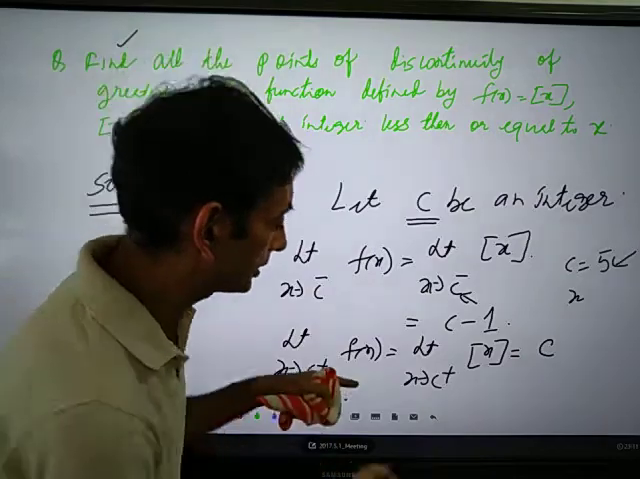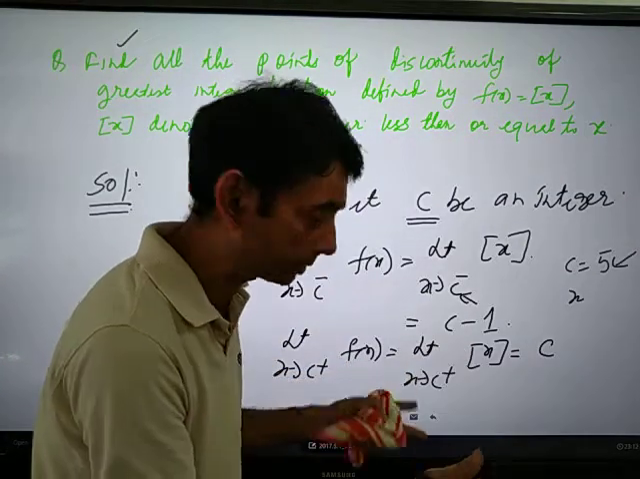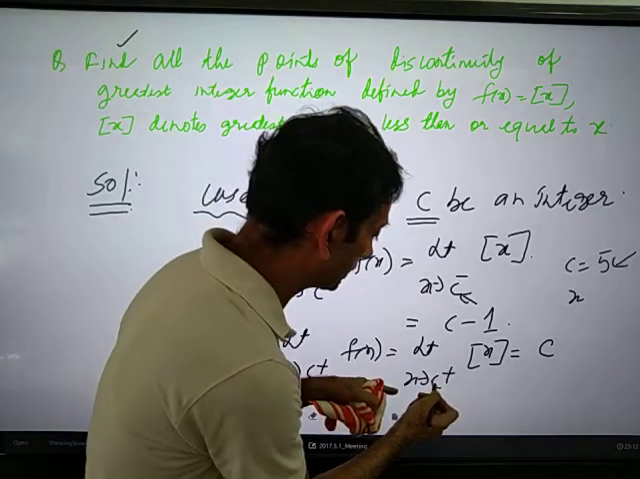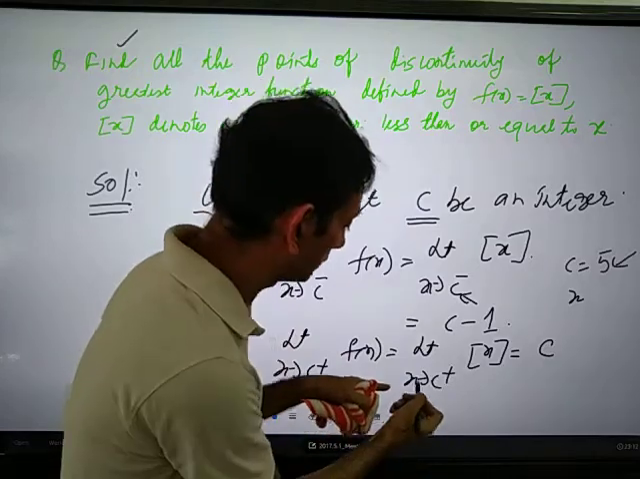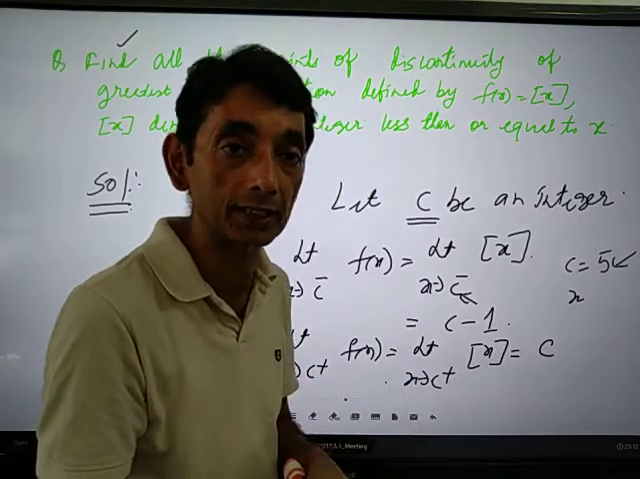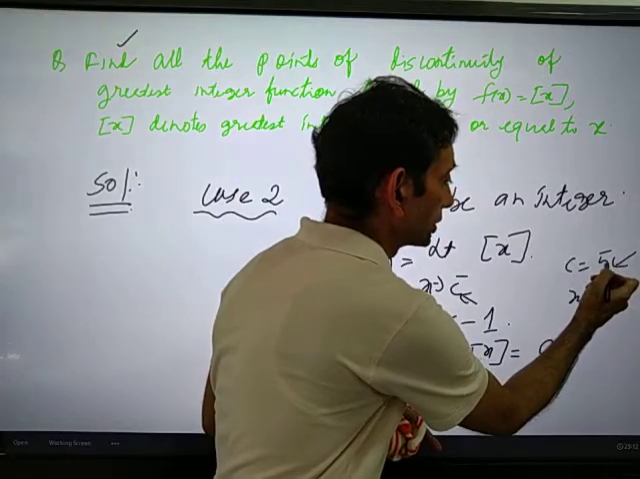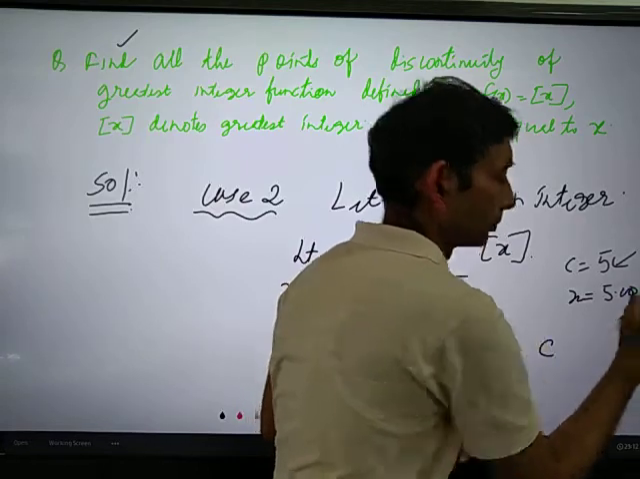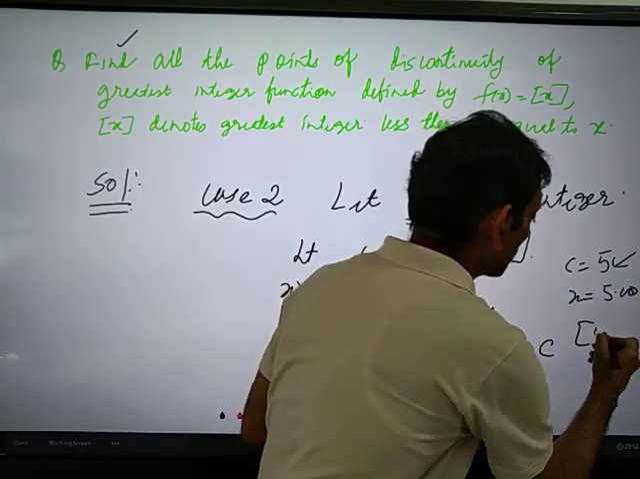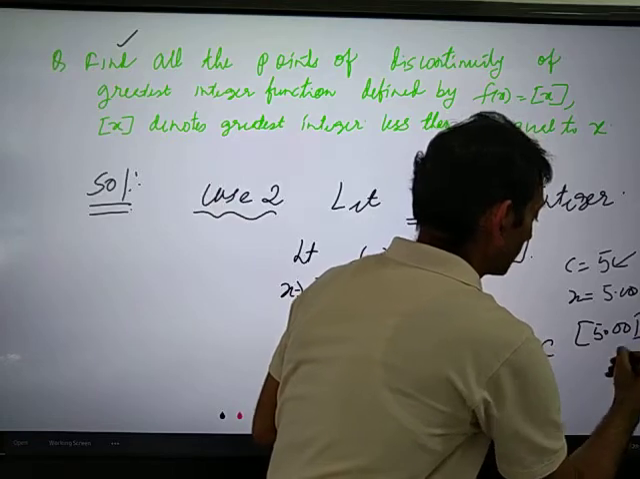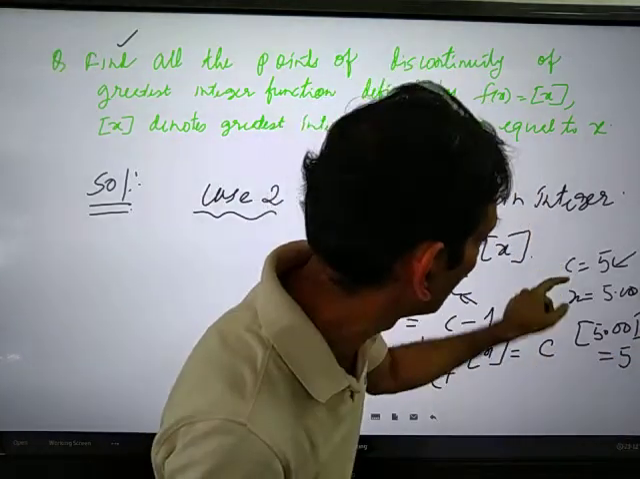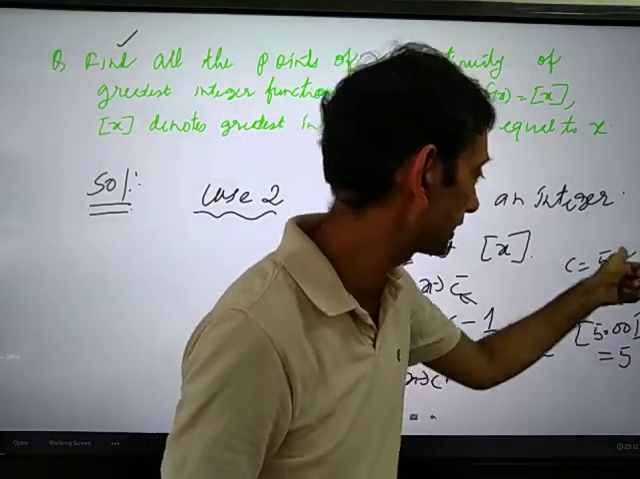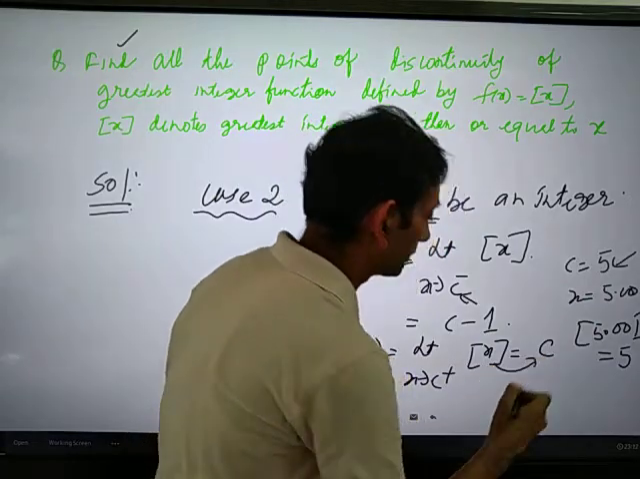Why? Again, I'll repeat this: c is an integer, remember that. You can take an example. You are approaching c from the right-hand side, so naturally the value of x will be slightly greater than the integer. If you take c equal to 5 and approach 5 from the right-hand side, the value of x can be 5.001. Now, what is important is the greatest integer function of 5.001? That is equal to 5. So there is no difference between the greatest integer function of 5.001 and the value of c, that is c equal to 5. Therefore, this can be directly written as c.